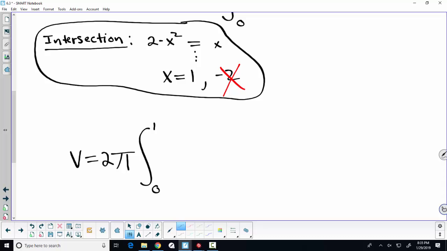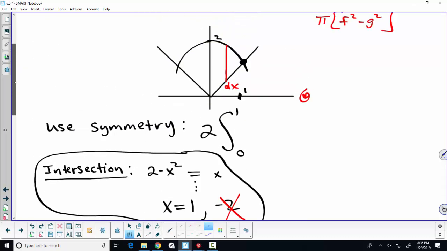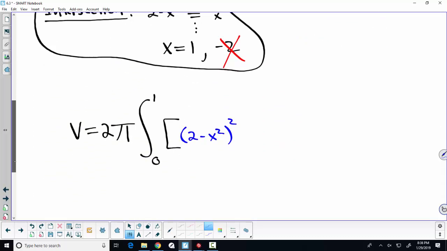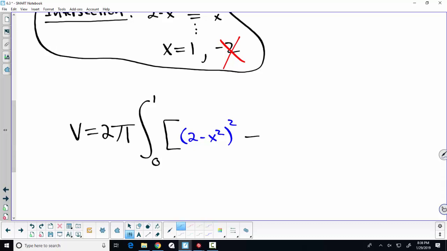So there's our pi. What's our outer radius? Right, 2 minus x squared. That's our outer radius. We have to square that, so don't forget to square that. That is this distance from here to the axis of revolution. Okay. So we have outer radius minus, what's our inner radius? x. Inner radius is x. Don't forget to square that.